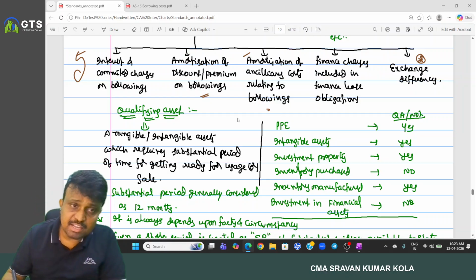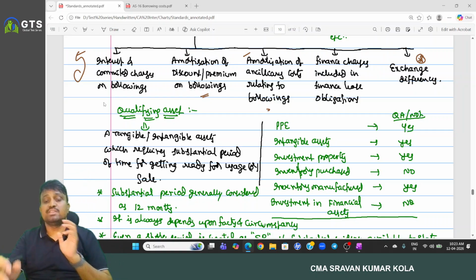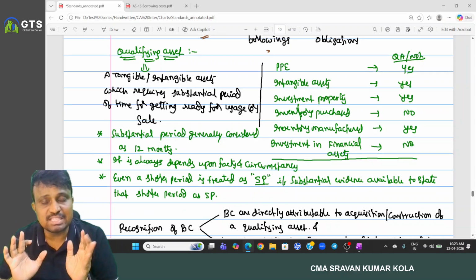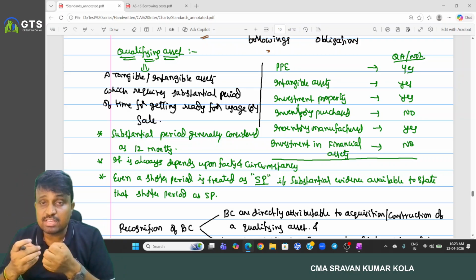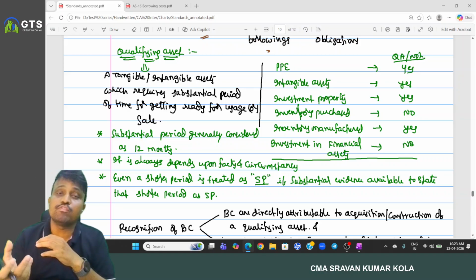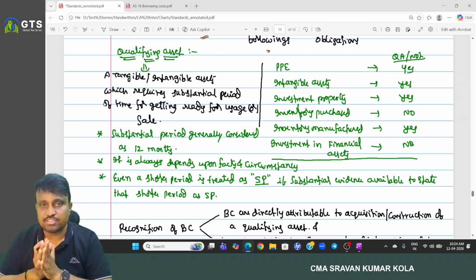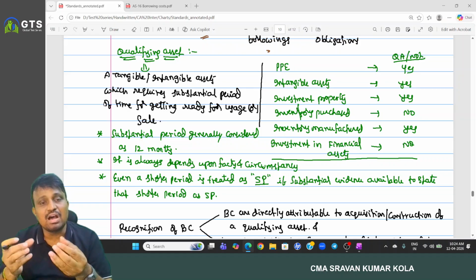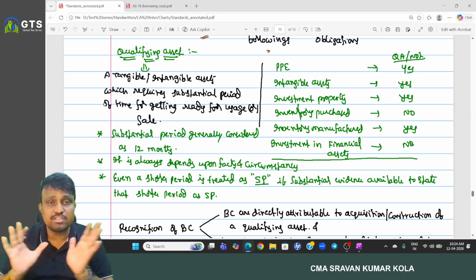Okay, and next important definition under borrowing cost is qualifying asset. What is meant by qualifying asset? A qualifying asset is a tangible or intangible asset which requires some substantial period of getting ready for utilization. But substantial period is not defined here under AS-16. What is meant by substantial period? That is not defined here.